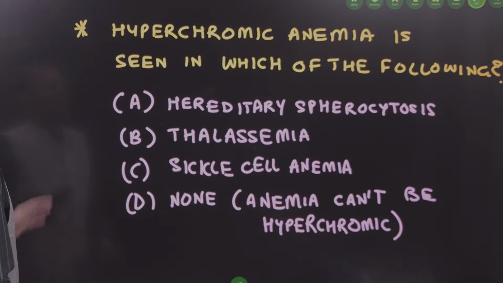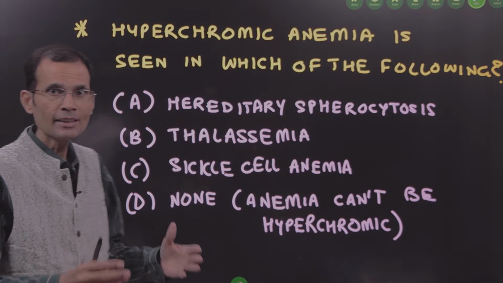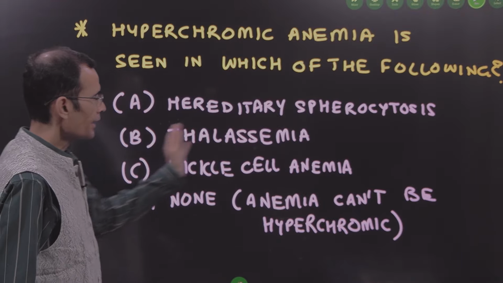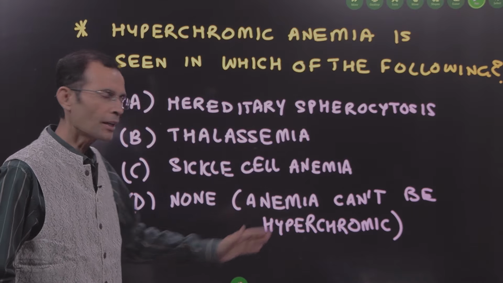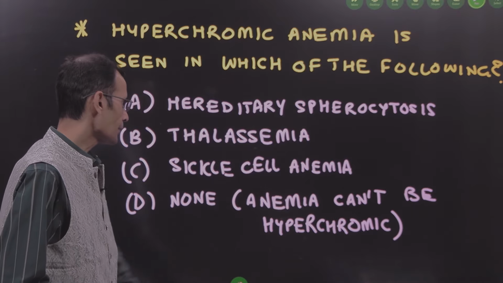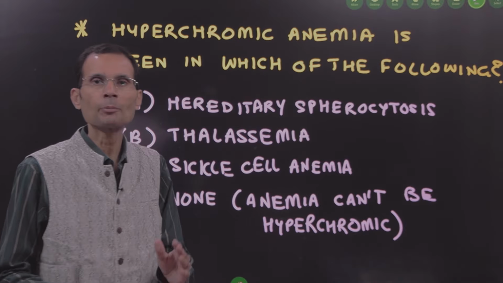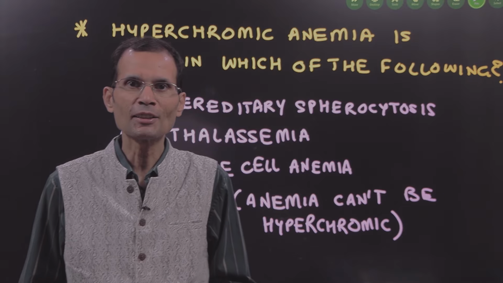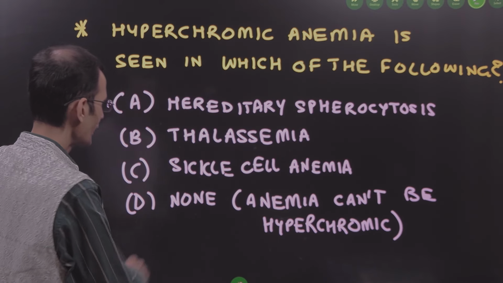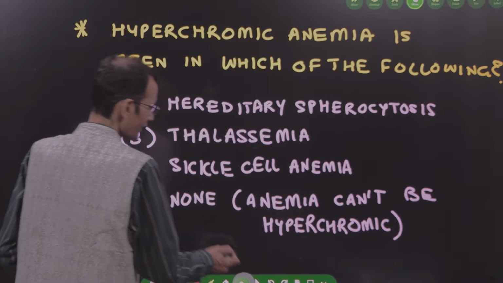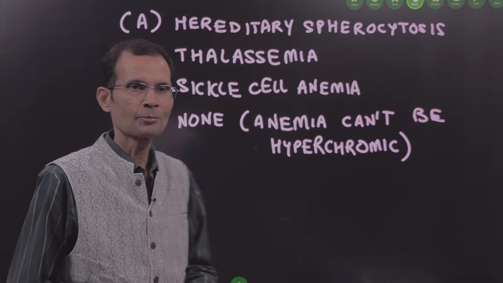Hyperchromic anemia is most likely to be seen in which of the following? Hereditary spherocytosis, thalassemia, sickle cell anemia, or none of the above, because anemia can't be hyperchromic. That's the MCQ. So what's your take on this? Let's see. Well, the answer is hereditary spherocytosis.